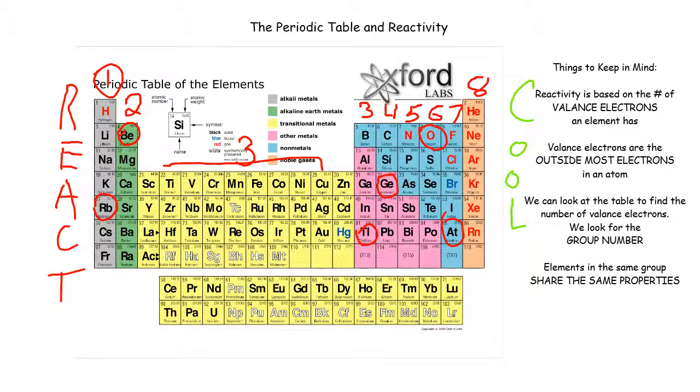Valence electrons are the outermost electrons in an atom, and you can look at the table to find the number of valence electrons. You just look at the group number, which I've written on here in red. Also, and it's vital, and we'll talk about this in the next slide, elements in the same group share the same properties.